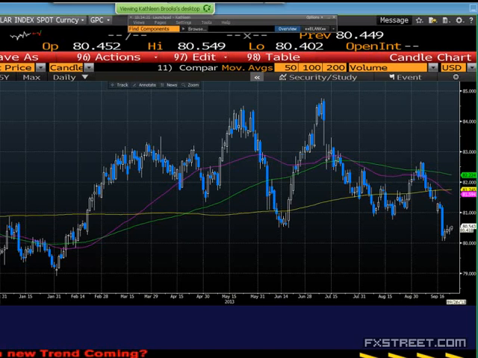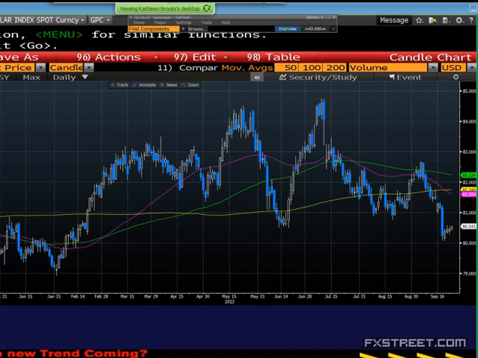So yes, it's picked up from this bottom and managed to find a nice base around 80, but it's still very weak within its range. Let's just bring it back.